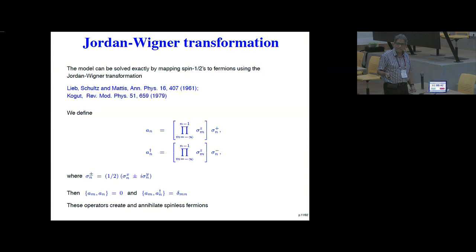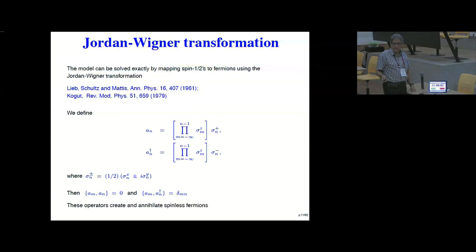What I mean by fermionic is that a_m anticommutes with a_n at different sites, at all sites in fact, and a_n with a_n dagger gives you 1 if m is equal to n and 0 otherwise. So these are standard fermionic anticommutation relations. The reason this works is that if you calculate this, you'll discover that because sigma plus at one site anticommutes with sigma z at the same site, that's what gives rise to this. So the string of sigma z is very important. This is what gives you these objects which anticommute with each other at different sites.